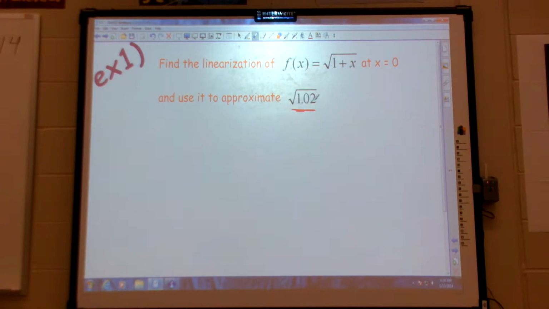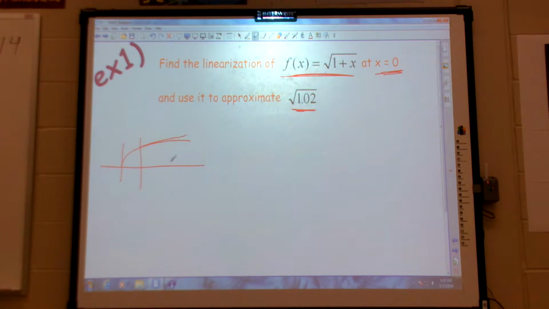If I want to find this value, I'm going to use a linearization at 0. You have to be told where we're doing the linearization, because think about it. This looks shifted to the left. Does everyone agree with that? So if I find a linearization here, that line's completely different than finding a linearization here, correct? So you have to be told where.